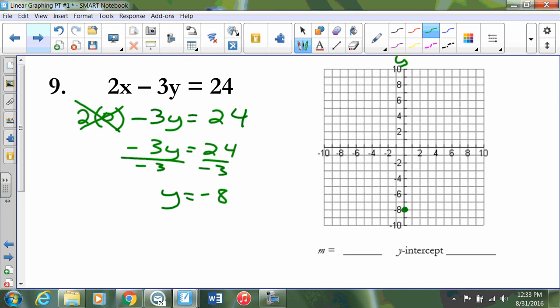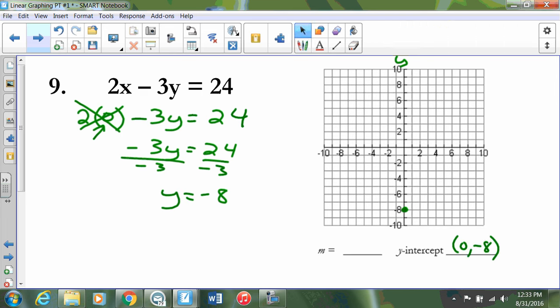Once again, as I explained in class, on the y-axis, x is always equal to 0. So when you set x equal to 0, you're going to find the point on the y-axis. And so, all right, we'll put the y-intercept. This is nice. All right.